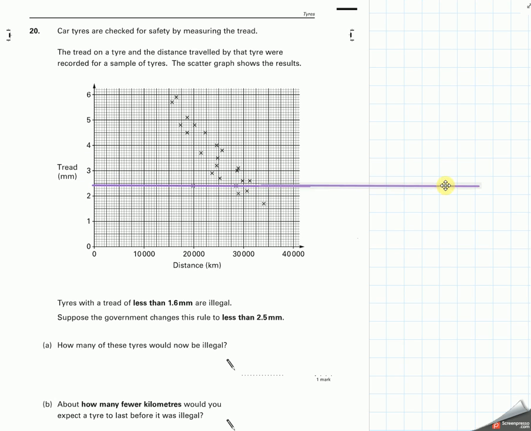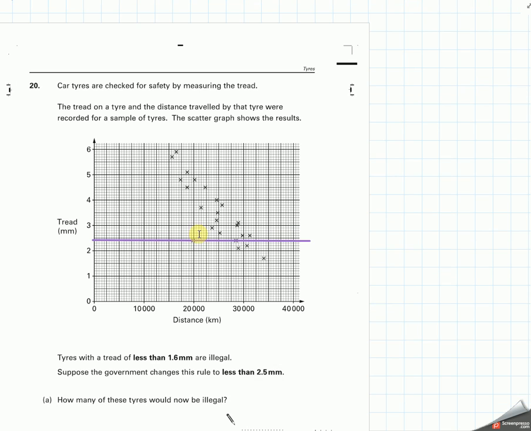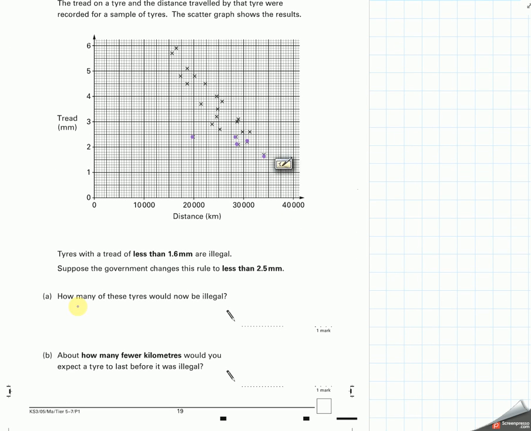Come on, break away from the gridding. Try just shifting it with a pen. No, I can't shift it. So actually that line is at 2.4. The 2.5 line is this slightly darker one through the middle here. So the points that it's failing for is that one. 1, 2, 3, 4, 5 are below 2.5. So 5 tyres would be illegal at that level.